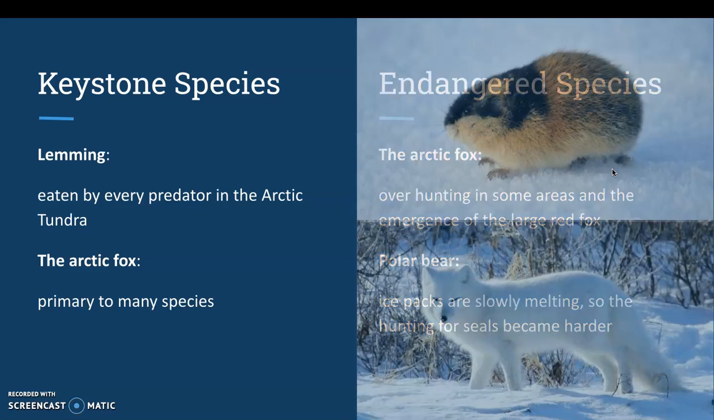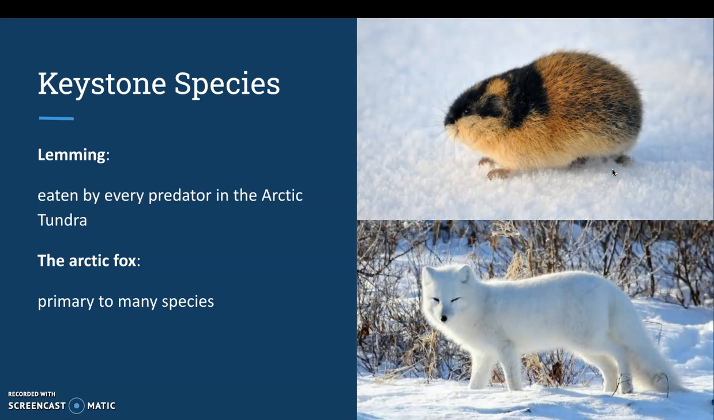The keystone species in tundra is the lemming because they are eaten by every predator of Arctic tundra, and they are also the rare rodent species in tundra. And the Arctic fox is prey to many species, so these two species are both keystone because of ecological reasons.